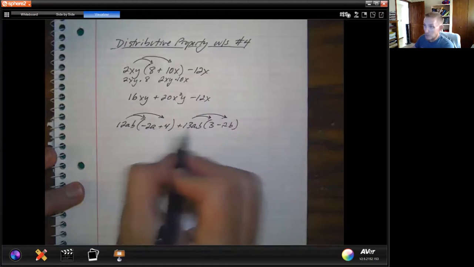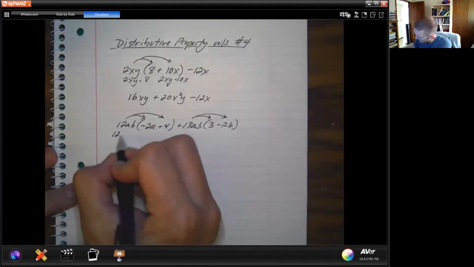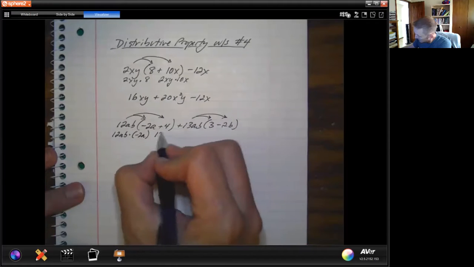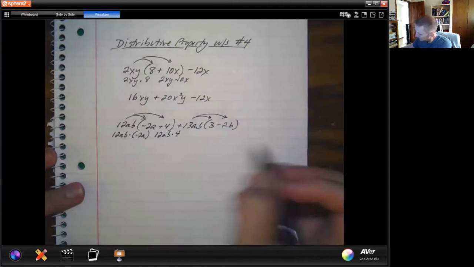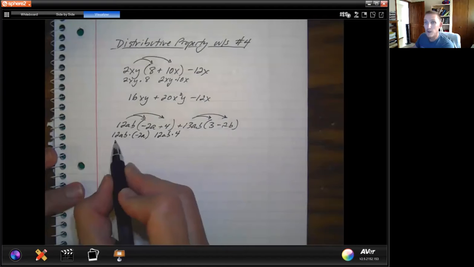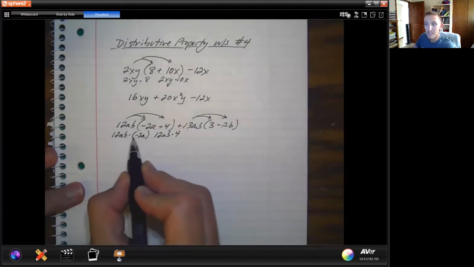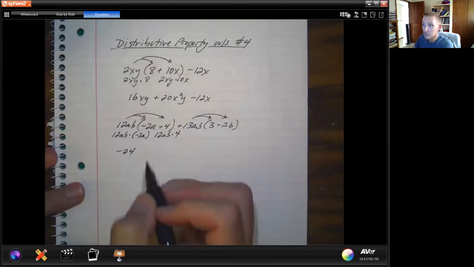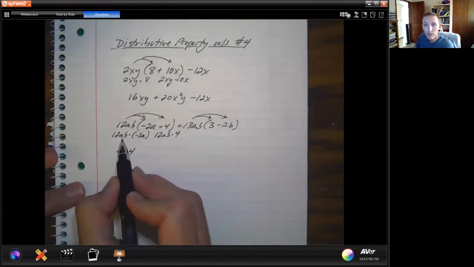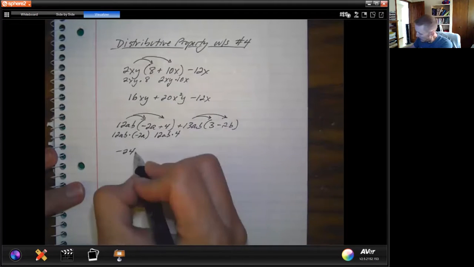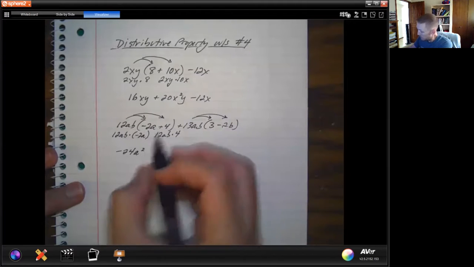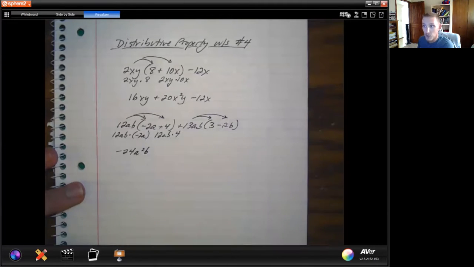So again, I'm going to show this in between step of work. This is 12ab times negative 2a, and 12ab times 4. Now let's take the number in front. The 12 times the negative 2a is going to give me negative 24. I have an a times an a, so that's going to be an a squared, and a b times nothing else, so just a b. So that first term is going to be negative 24a squared b.